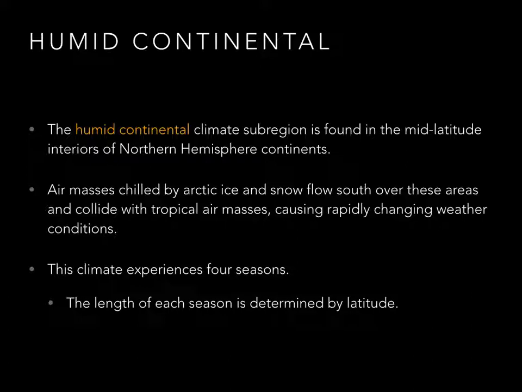The humid continental climate subregion is found in the mid-latitude interiors of northern hemisphere continents. Here in North Texas, we experience the humid continental climate subregion. Air masses chilled by Arctic ice and snow flow south over these areas, and they collide with the tropical air masses coming up in our area from the Gulf of Mexico. This causes rapidly changing weather conditions. These climates experience 4 seasons, and the length of each season is determined by latitude.